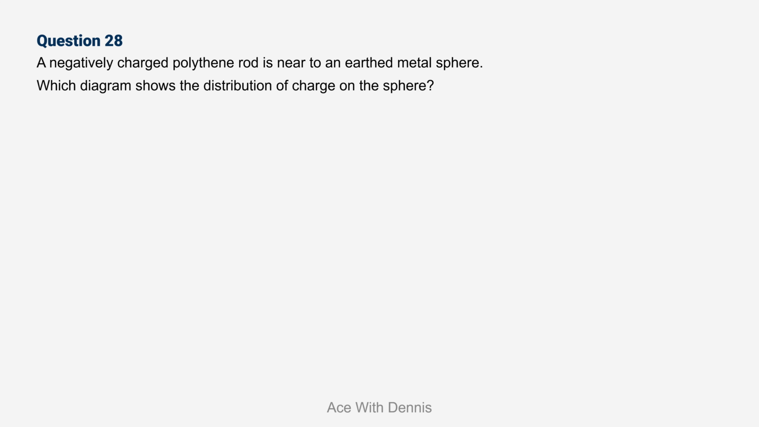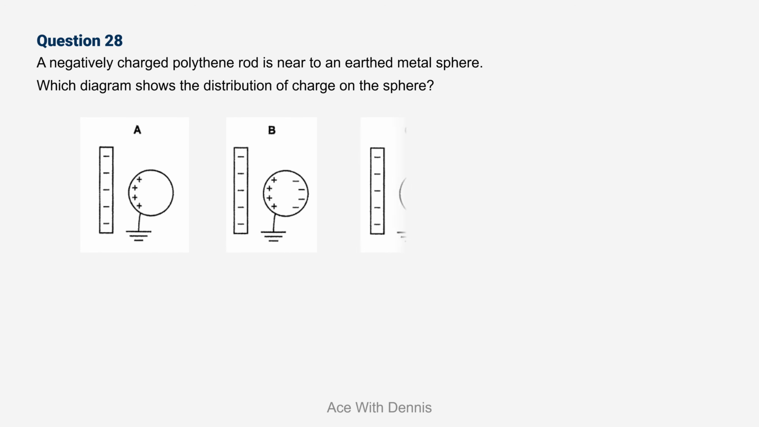Question 28. A negatively charged polyethylene rod is near to an Earthed metal sphere. Which diagram shows the distribution of charge on the sphere? This is option A, option B, option C, or option D.